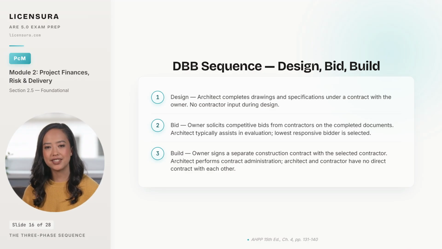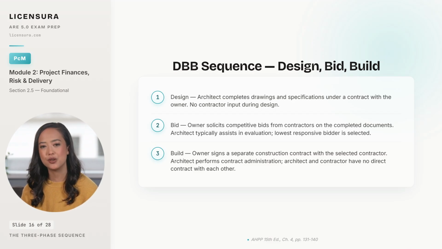The owner solicits competitive bids on those completed documents. The architect typically assists in evaluation, and the lowest responsive bidder is selected. Phase 3 is build. The owner signs a separate construction contract with the selected contractor, and the architect performs contract administration during construction. The contractual structure is what makes this work and what creates the predictable failure modes.